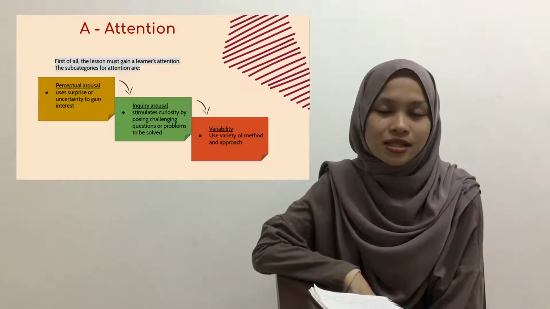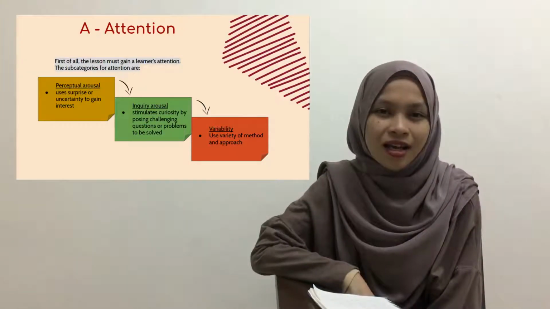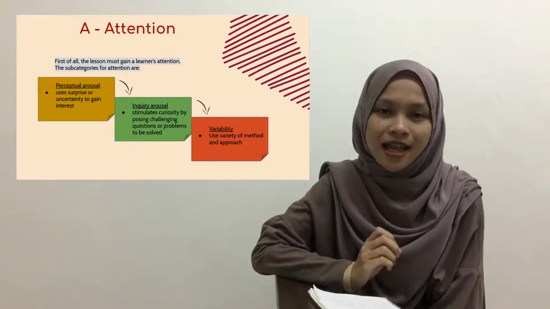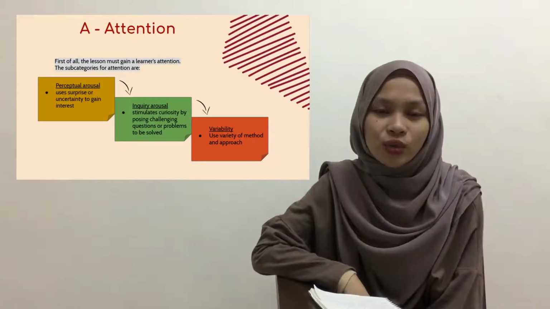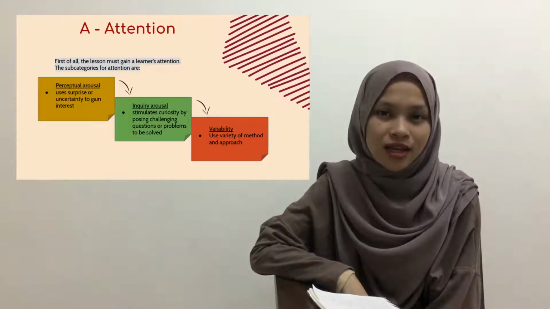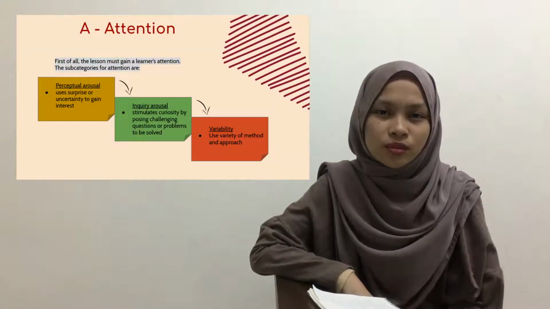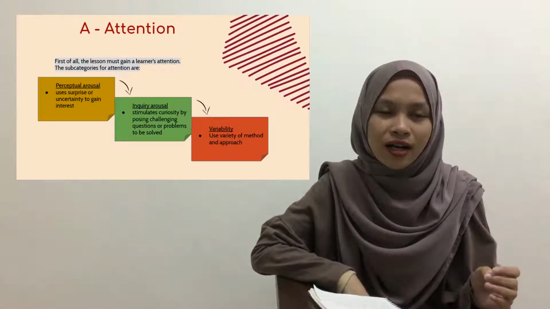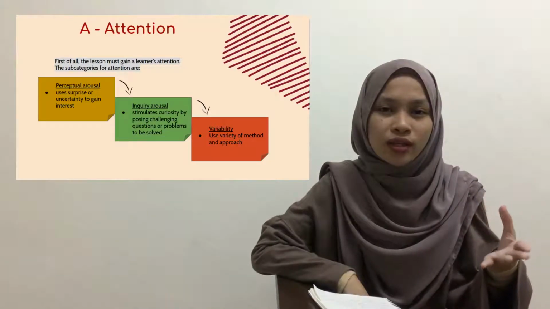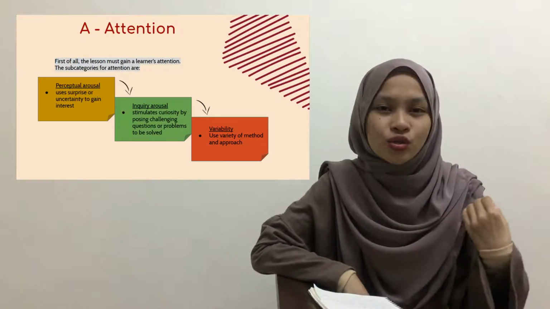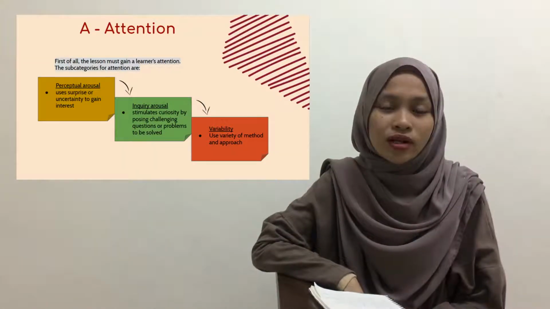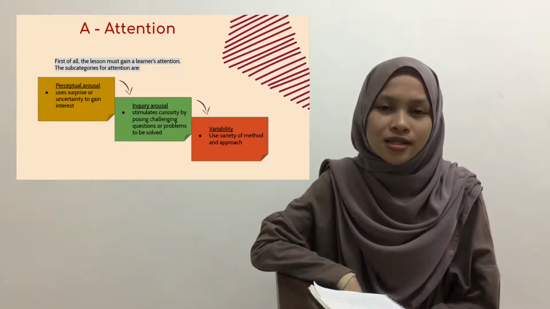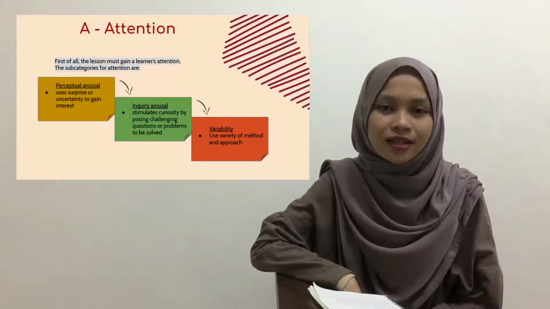The first one is perceptual arousal. It uses a surprise element to gather the learner's attention. The next one is inquiry arousal. It uses problem-solving questions, which are asked by the teachers. We ask the students questions to make them curious about it. The last one is variability. It uses a variety of methods to gather the learner's attention.